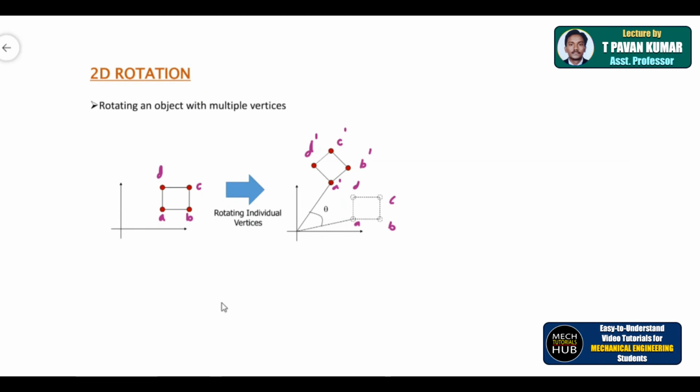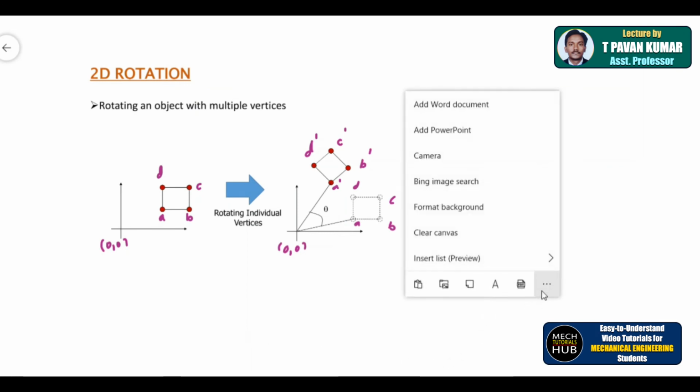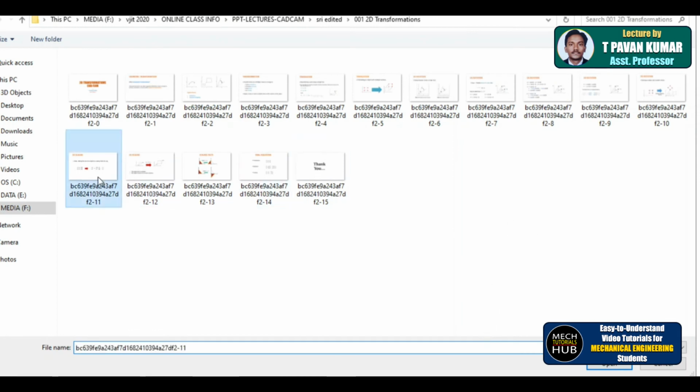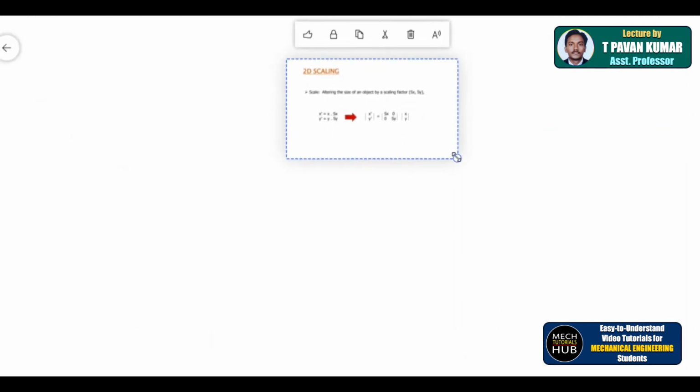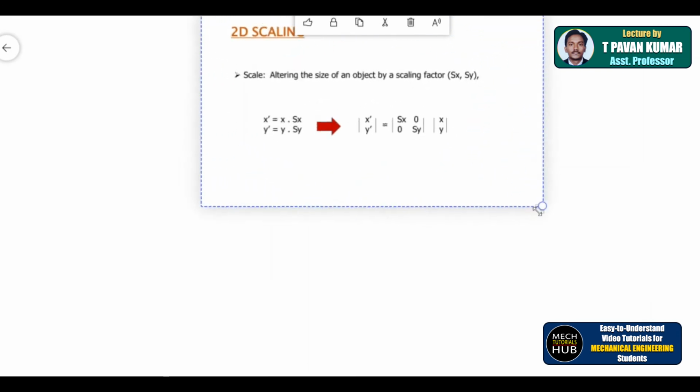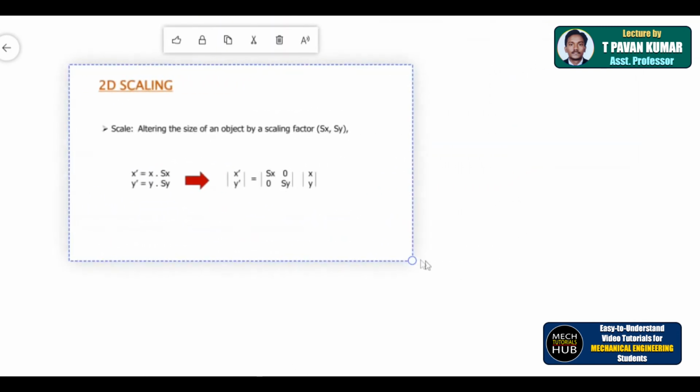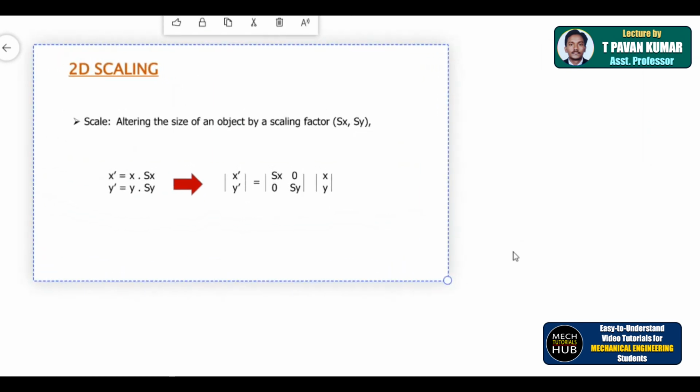Accordingly it will rotate. We are rotating with respect to origin 0, 0. Here is also the origin 0, 0. This is how it happens. A simple sketch just to make you understand how, when multiple vertices get rotated, how it actually looks. Again let me clear and show you another slide which will give you clarity about scaling. All right, I hope everything is clear.